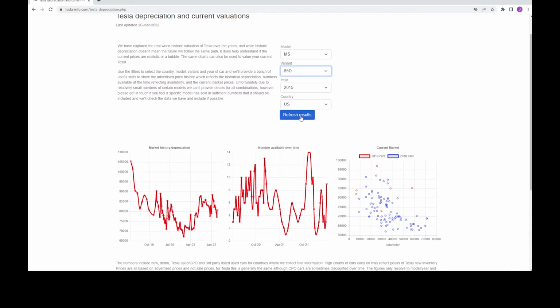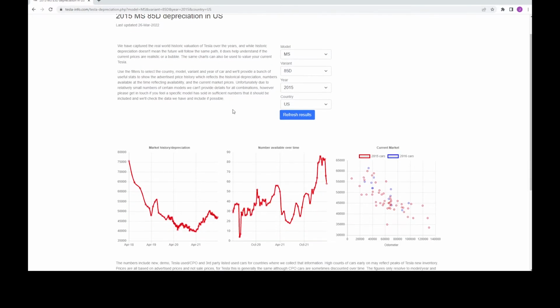When looking at a car such as a 2015 Model S 85D, you can see some noticeable fluctuations, especially in 2021. We do see a steady drop in price over time, having a boost in 2021, and now prices are starting to fall back again.